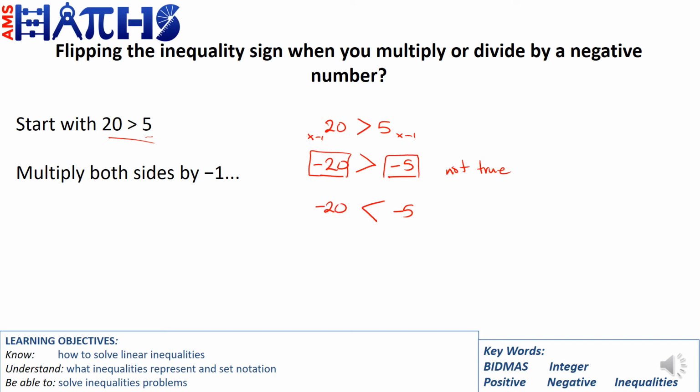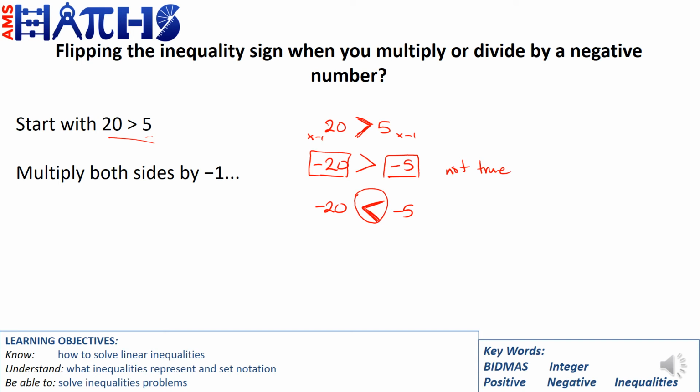Good. And so if we're going to multiply an inequality by a negative, it means that our inequality symbol, the direction, has to change or be flipped around. So we started with 20 is greater than 5, so our greater than symbol is turned that way. But once we multiply by a negative number, you have to switch the direction of the sign.